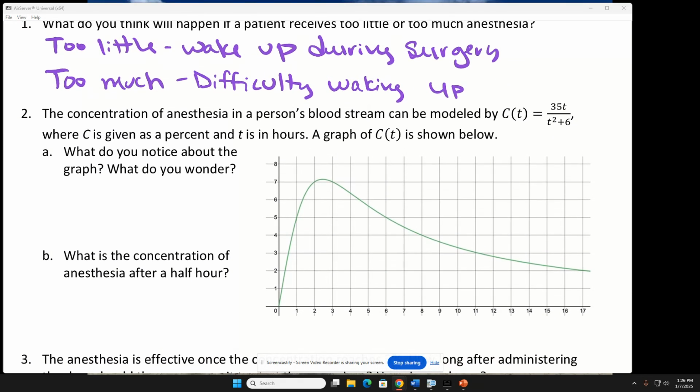What is the concentration of anesthesia after half an hour? So you could do one of two things. You could go to 1/2 and just kind of estimate where that is, or you could actually plug in 1/2 into the function for t. Great. And if you plug it in, you get 2.8%. If you estimated, you might have gotten 2.5 or 2.9, something in between there.